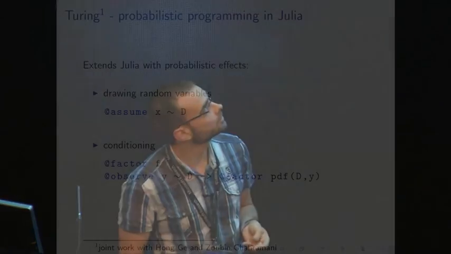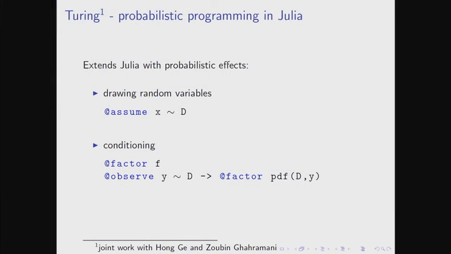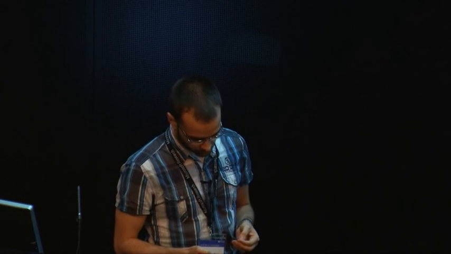So to make the discussion more concrete, let me introduce a probabilistic programming system called Turing that we have been developing for a while. And essentially, it extends Julia with two effects. So one is assume, for drawing random variables from a distribution.